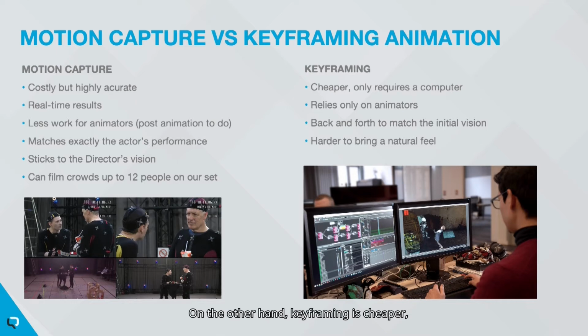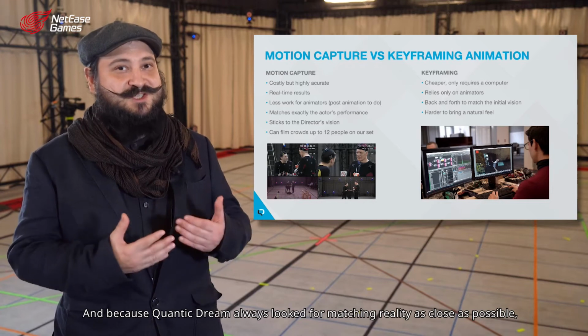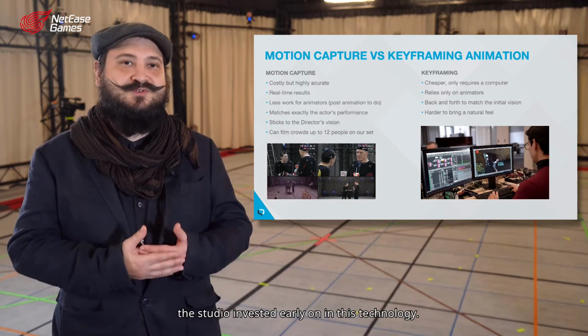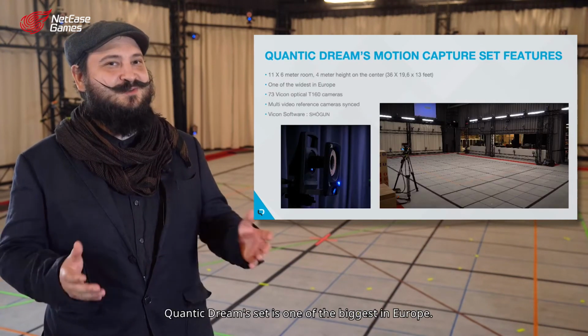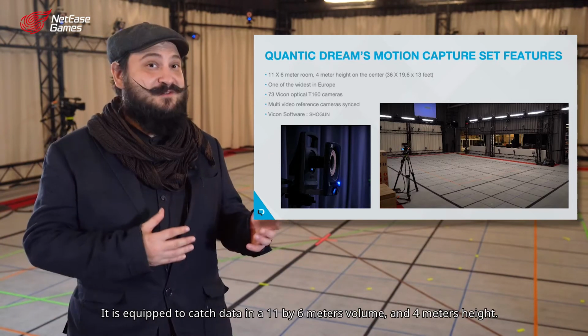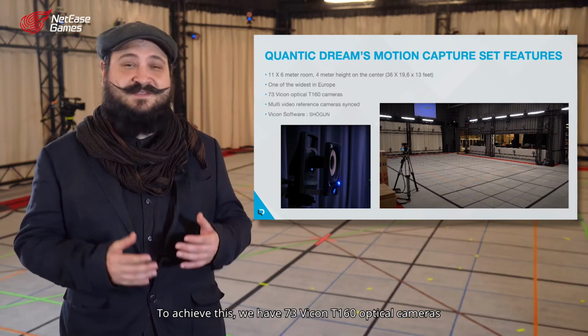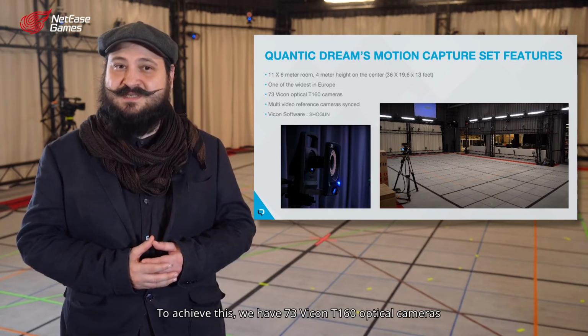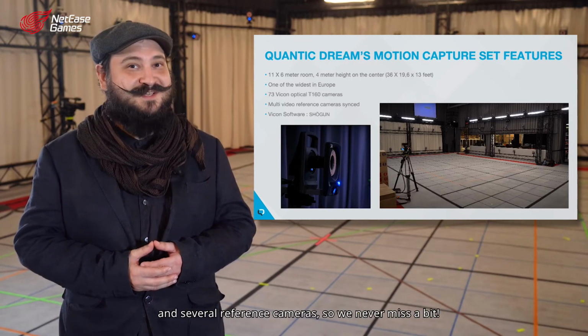On the other hand, keyframing is cheaper, but it takes much more time and makes it harder to get a natural feel. And because Quantic always looked for matching reality as closely as possible, the studio invested early on in this technology. Quantic's set is one of the biggest in Europe. It is equipped to catch data in an 11 by 6 meters volume and 4 meters height. To achieve this, we have 73 Vicon T160 optical cameras and several reference cameras, so we never miss a beat.